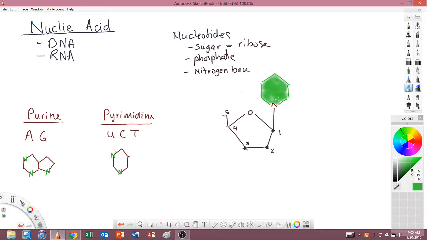Okay. So now, before attachment of this nitrogen base, it was only a ribose sugar. As soon as you attach a nitrogen base, then it's called a nucleoside. Nucleoside. Not nucleotide, side. Nucleoside means only sugar and nitrogen base, no phosphate. The term nucleoside is used for a nucleotide without phosphate. Without a phosphate, it's called nucleoside. With a phosphate, it's called nucleotide.